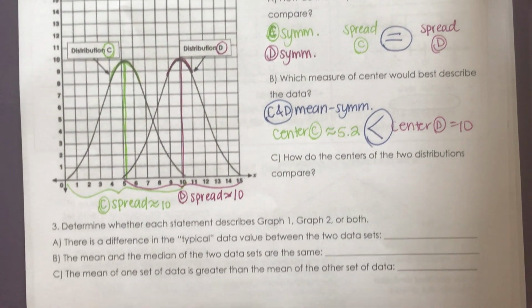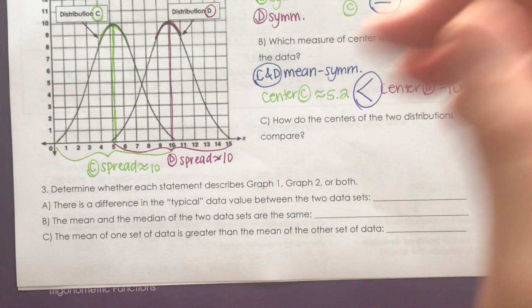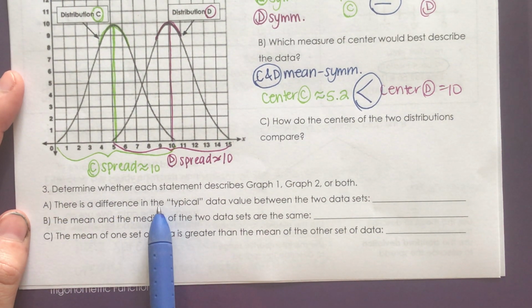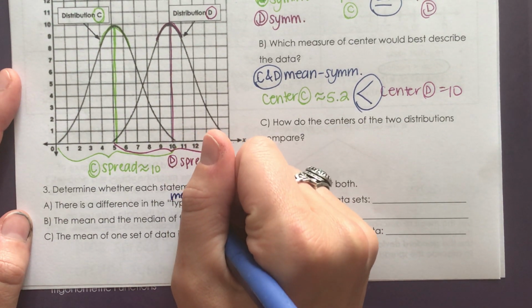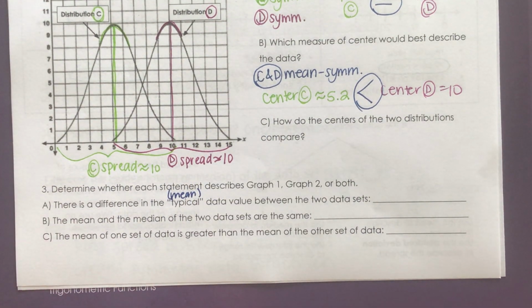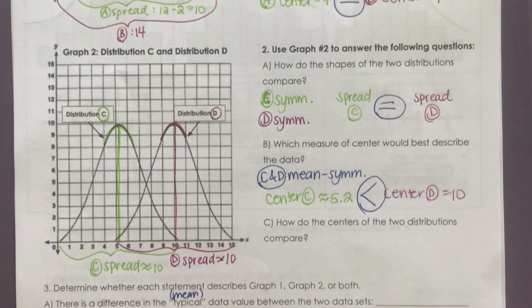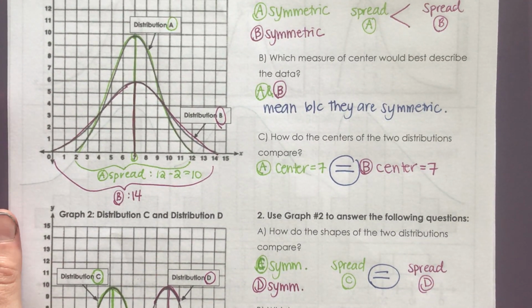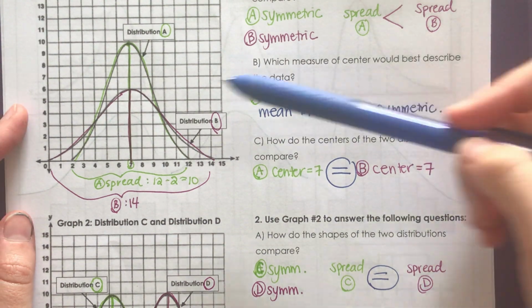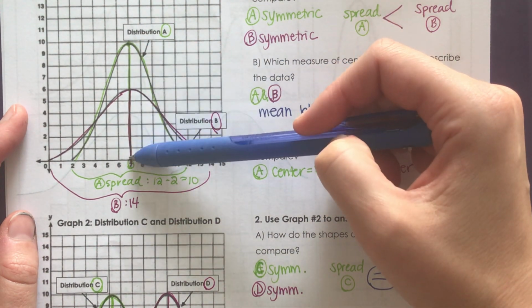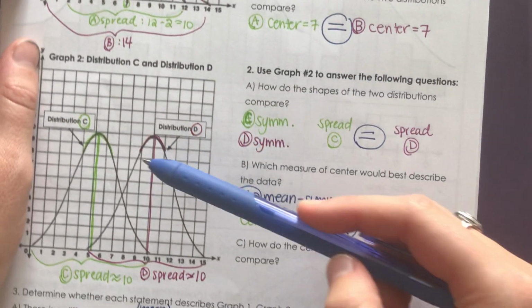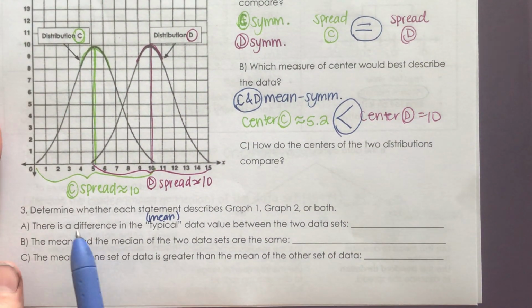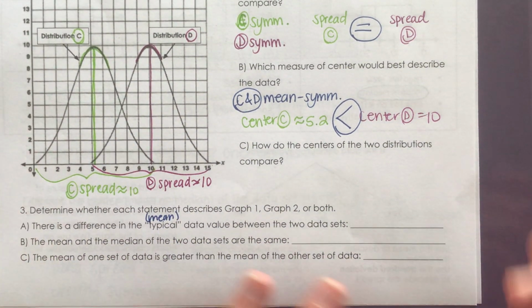Now, we're going to determine whether each statement describes graph 1, graph 2, or both for the ones that we just did. Letter A, there's a difference in the typical or mean data value between the two data sets. So which one of these has a different mean or center? Well, it looks like these two have the same average of 7. These two have different centers of 5-ish and 10. So there's a difference in the typical data would be graph 2.